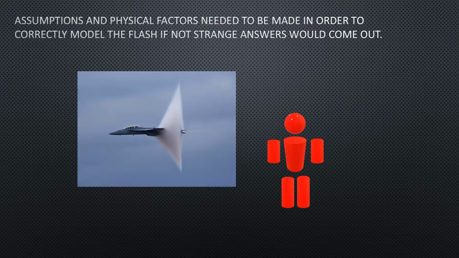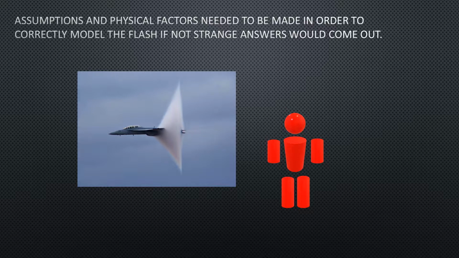One of the first things I had to think about is how to analyze the Flash. One of the assumptions I made was that the Flash's body was made of nothing more than cylinders and spheres. Sphere for the head and cylinders for the body, the legs, and the arms. This will make calculations a lot easier later on in the presentation.